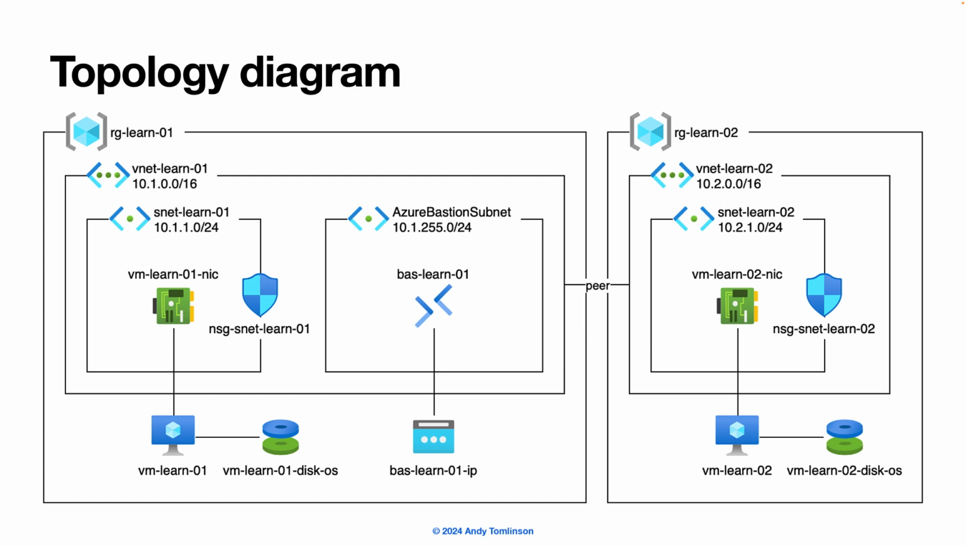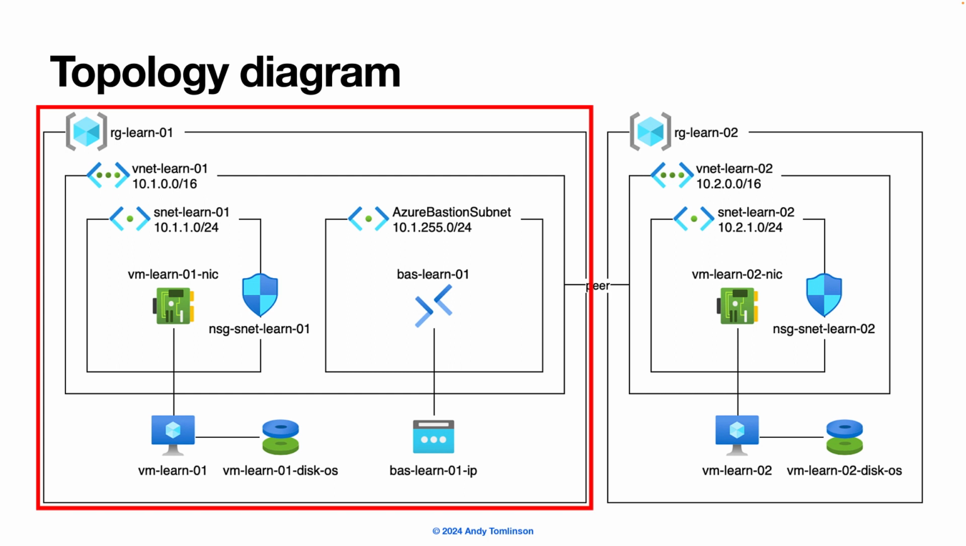First, let's recap on the resources that we're reusing from the previous lessons. These include the first resource group, the first virtual network and two of its subnets, the first virtual machine and its associated resources, and the Bastion and its public IP address.